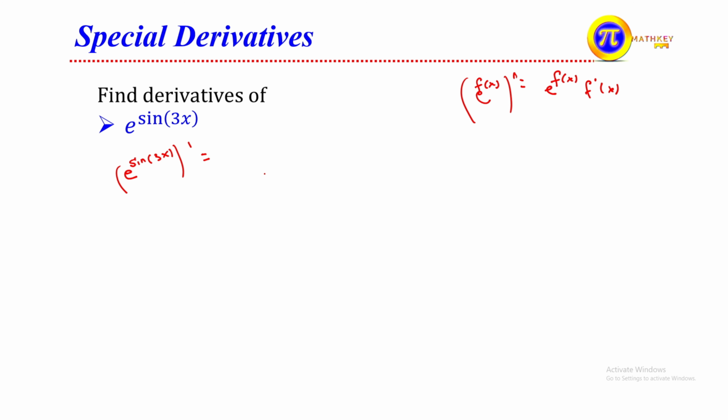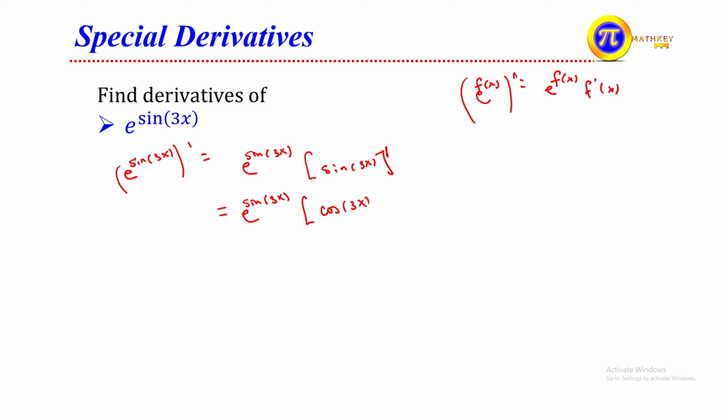So this is equal to e to the power of sine 3x. Again, you'll try to find the derivative of sine 3x. So the derivative of sine 3x is what? Derivative of sine is what? That is cos. So this is e to the power of sine 3x times what? Derivative of sine, that is cos 3x.